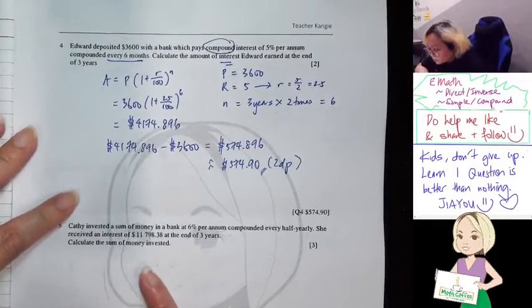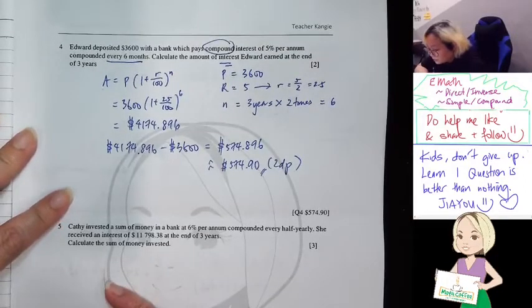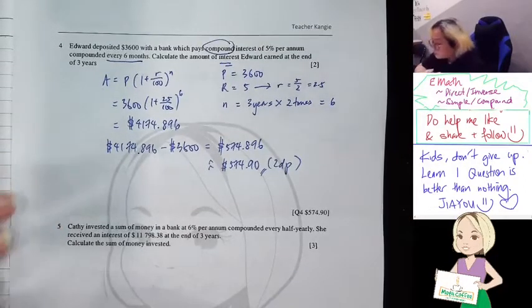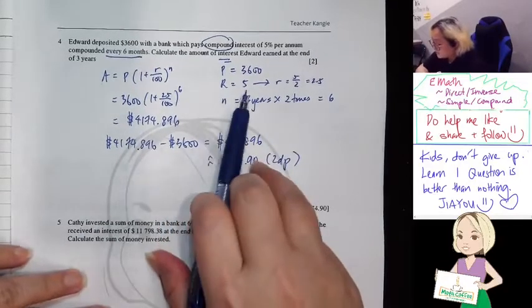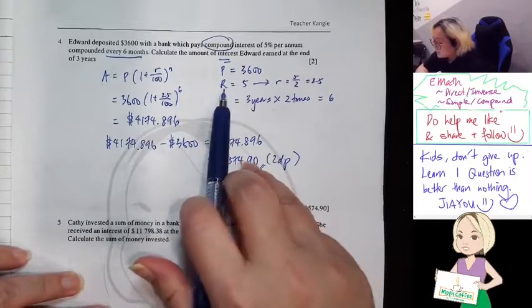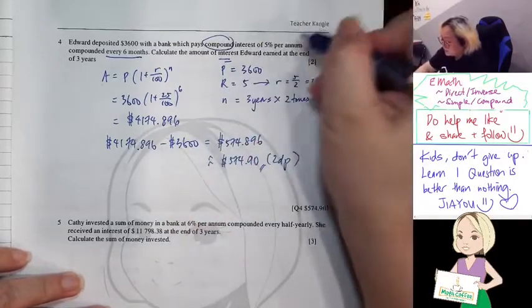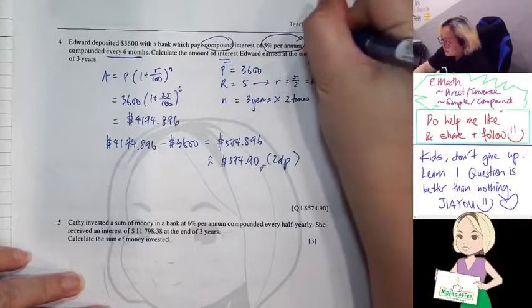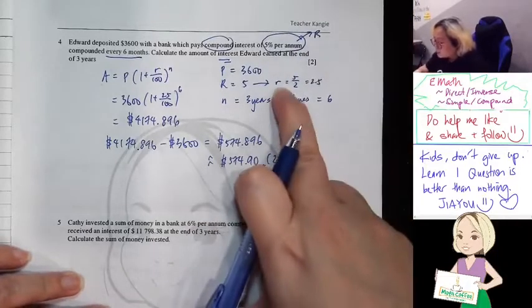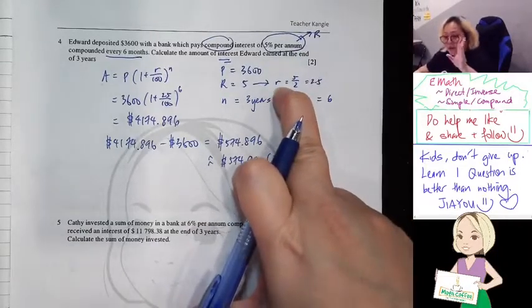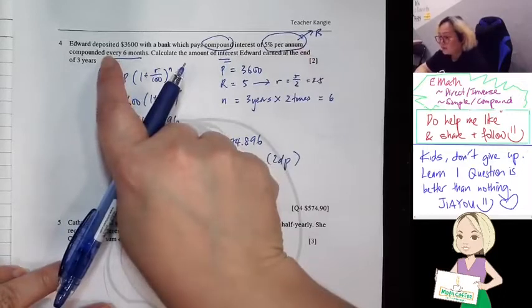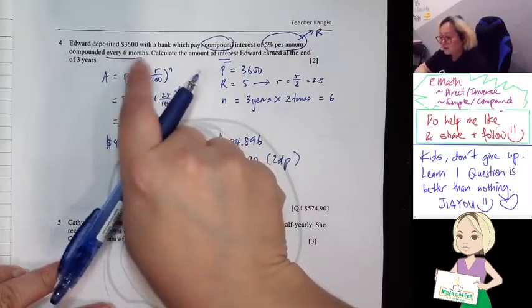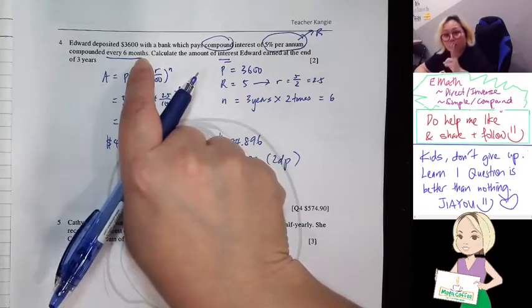Why divide by 2 for the 5%? Raphael, you already asked me to find the small r first. My big R is 5. Big R represents the rate per annum. Small r represents the rate according to how many times it compounds. Per annum means per year. But this time it is not compounded yearly. It's compounded every 6 months, meaning 1 year needs to compound 2 times.